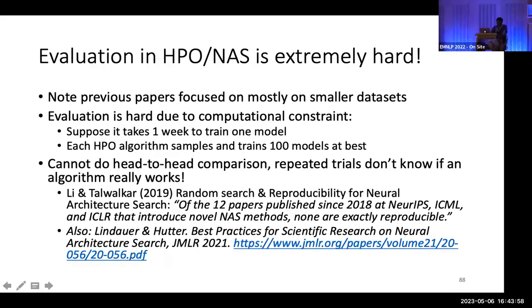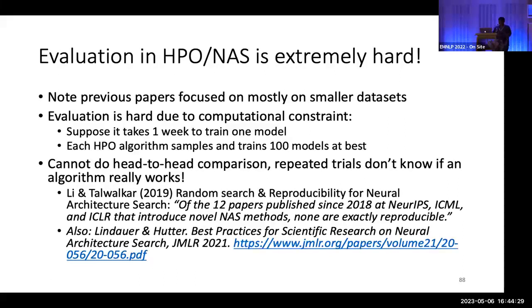So here's a paper that really put it very bluntly. This is 2019, and this is sort of when the field started. It says of the 12 papers published since 2018 at NeurIPS, ICML, and ICLR, none are exactly reproducible. And there's another paper recently that kind of says the same thing. It's just really hard to compare. Everyone has their own grid.